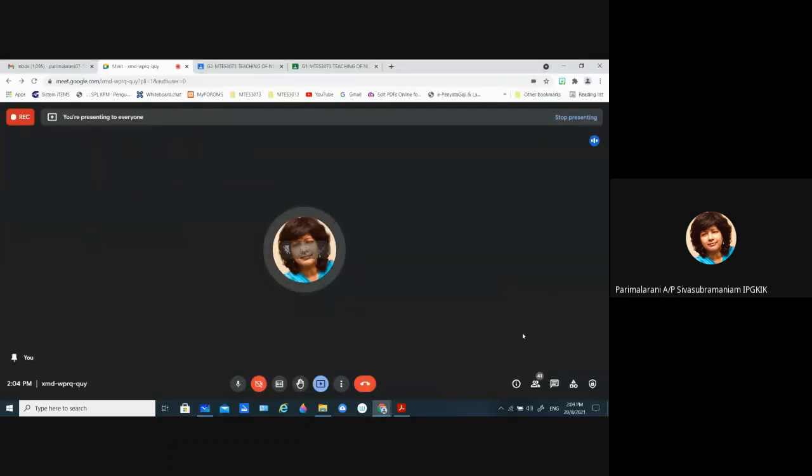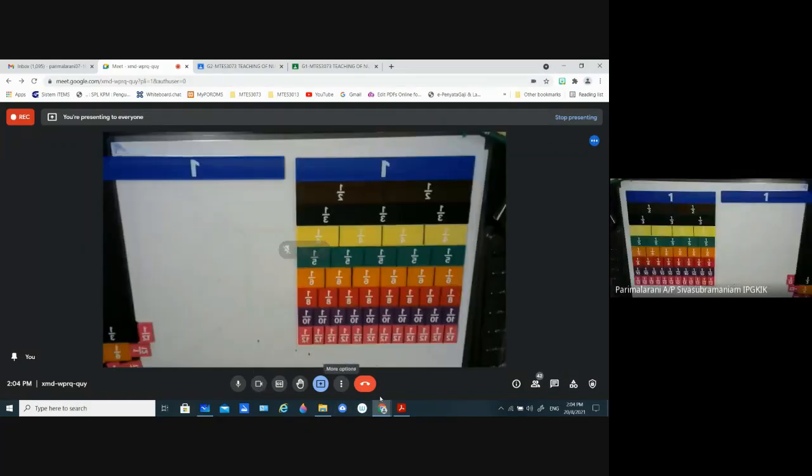Okay, so we're going to see how we can teach equivalent fractions conceptually. Here I have this thing. What is this thing called? Anyone? Can you see clearly? Fraction tiles. Yes, you can call it fraction tiles or fraction wall. Say we want to find the equivalent fractions for 1/3.